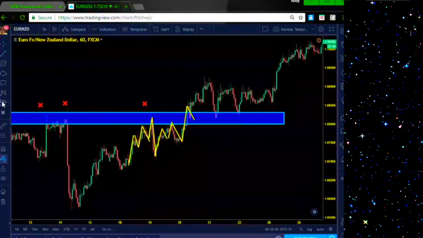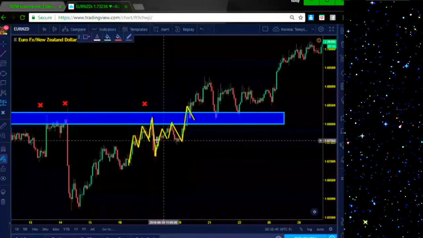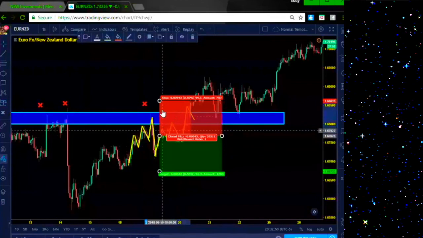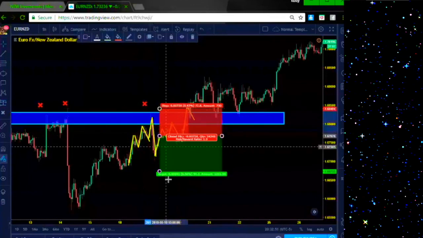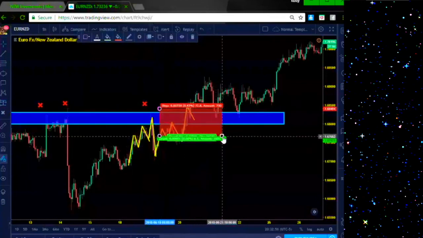Okay, so in this case, how are you going to play this? Yeah, I mean, it's still retested. Yeah, absolutely. So how are you going to play this? You're going to take your sell trade. Stop loss is going to be above the high. You're going to lose the sell trade.